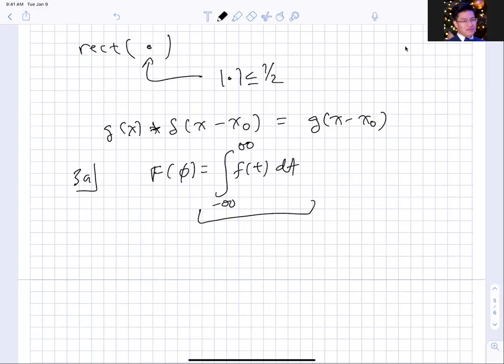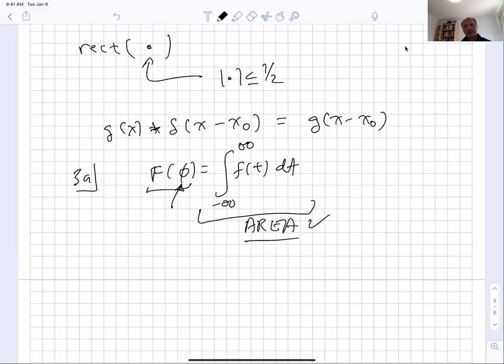It's a summation over the whole space, which is called the area. Right, so we know that we can get the area of the function by just taking the Fourier transform and evaluating it at 0. So that should help. So you mean I should take the Fourier transform of the sinc function? Right. Yeah, that makes sense.